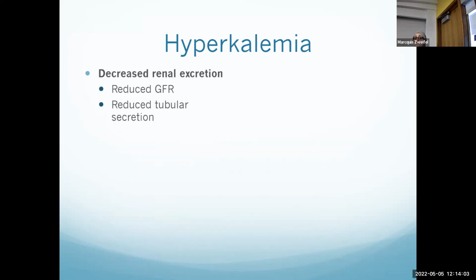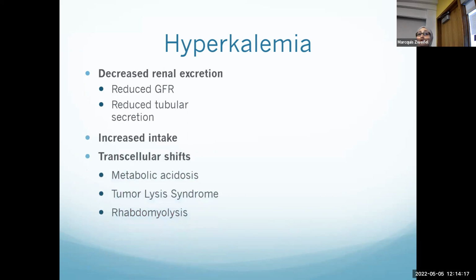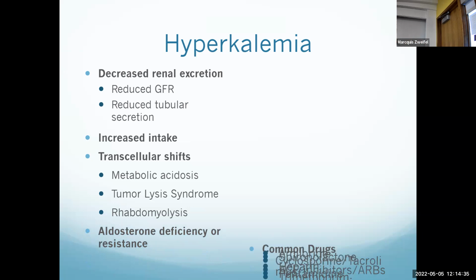And the causes for it: it either is due to decreased renal excretion, so that's in the case of decreased GFR, okay? Reduced tubular secretion, so certain kinds of conditions, or we have increased intake, or there is a transcellular shift, which is a lot of the hyperkalemia we see. So with metabolic acidosis, tumor lysis syndrome, and rhabdomyolysis, or there is aldosterone deficiency or resistance, okay?